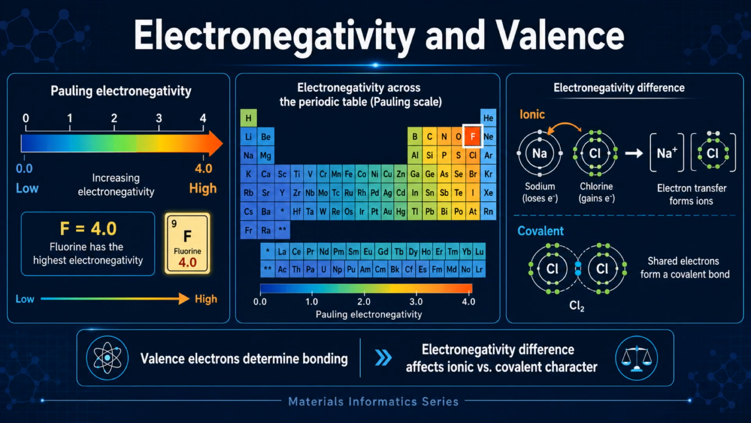Electronegativity, typically on the Pauling scale, measures an atom's ability to attract electrons in a chemical bond. Fluorine has the highest value. The difference in electronegativity between atoms determines bond character. Large differences create ionic bonds, small differences create covalent bonds. Valence electrons are the outer shell electrons that participate in bonding. They determine oxidation states, bonding patterns, and chemical reactivity.